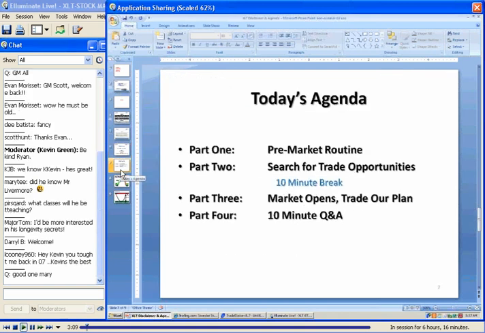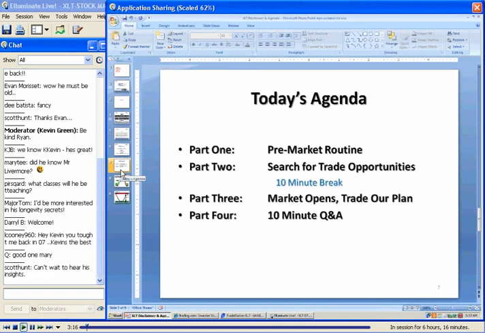All right, so today's agenda. We're going to go through our pre-market routine. We're going to search for trade opportunities. We're going to take a 10-minute break. Market opens, trader plan, stick to the plan, and then we'll have a little 10-minute Q&A unless we're actually still in a trade or anything like that.